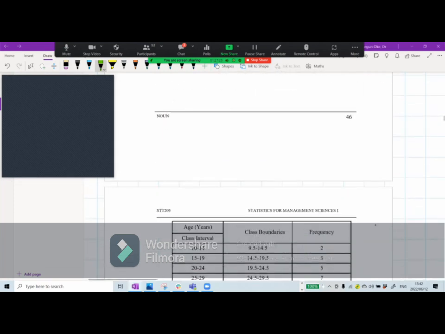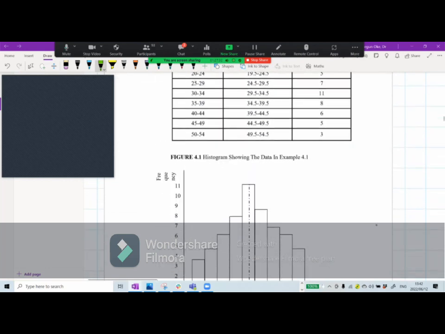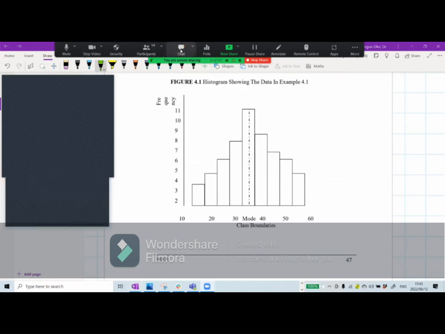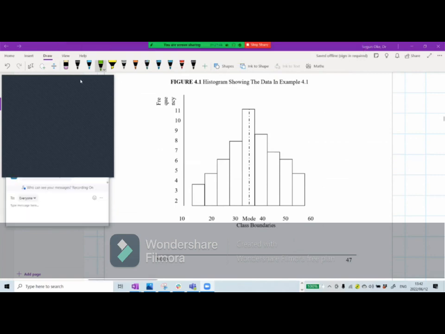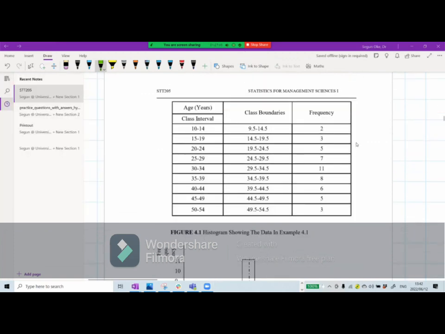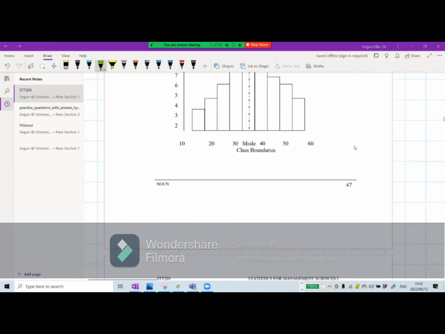Okay, we move on to histogram. We all know what the mode is. Who can tell us the mode? Mode is the highest frequency. The number that appears most. The number that appears most is the mode. Yes.